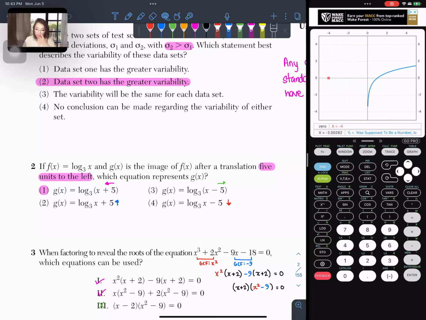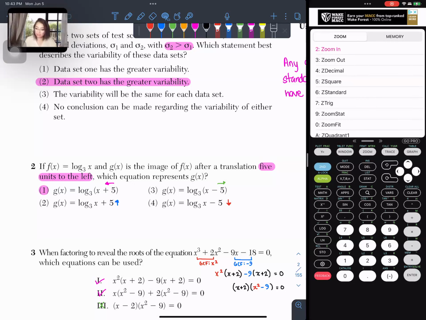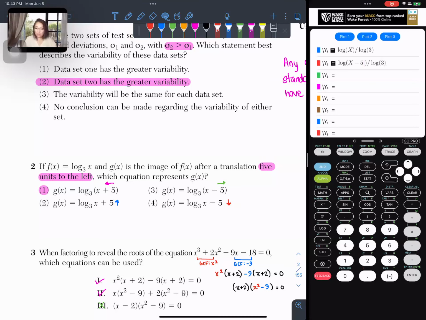It didn't disappear. It's just that my window is not set right. So I'm going to zoom standard, number 6. You just press zoom and number 6 and it'll go. So you can see that the logarithmic function actually shifts 5 units to the right instead of to the left. And of course, if you forget the rules, you can test this out.